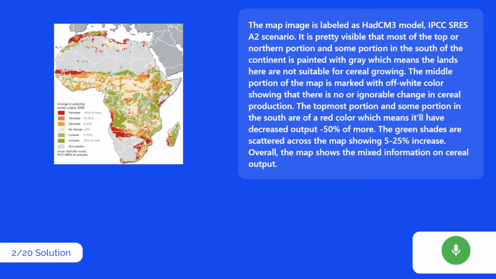cereal production. The topmost portion and some portion in the south are of a red color, which means it'll have decreased output, -50% or more. The green shades are scattered across the map, showing a 5 to 25% increase. Overall, the map shows mixed information on cereal output.